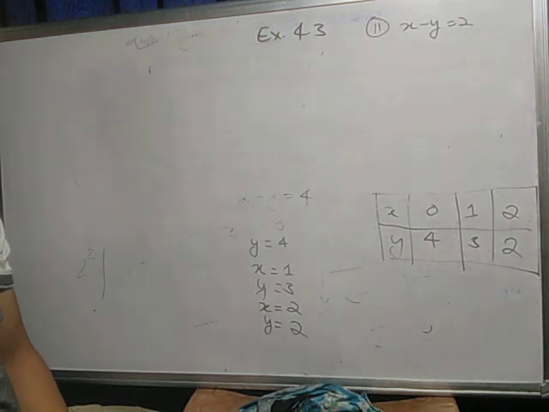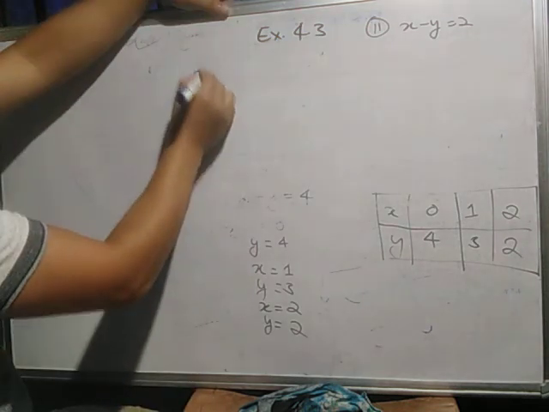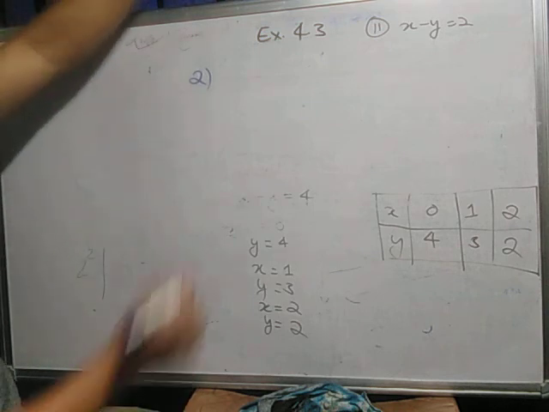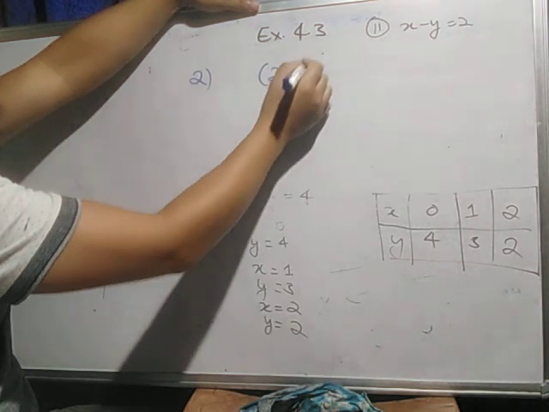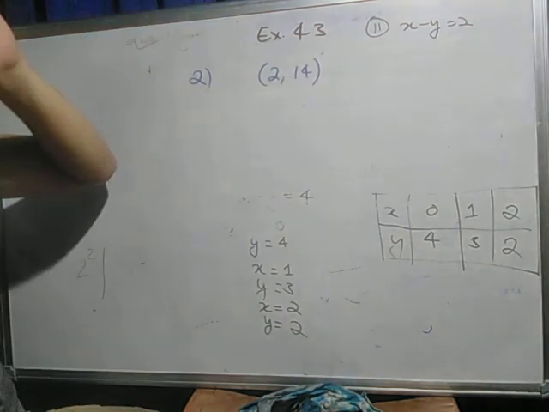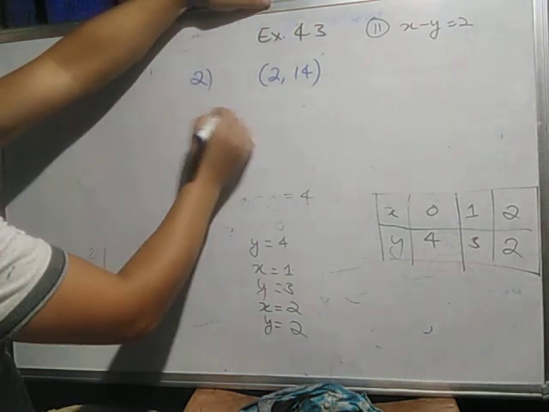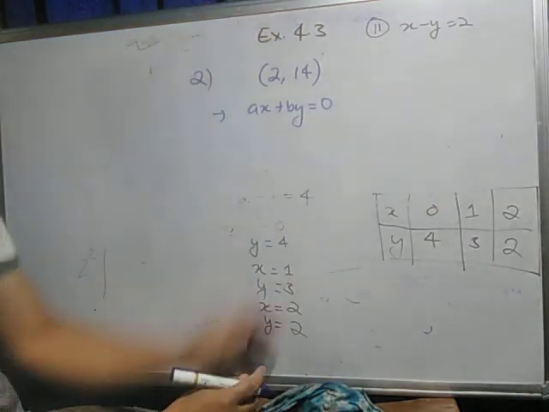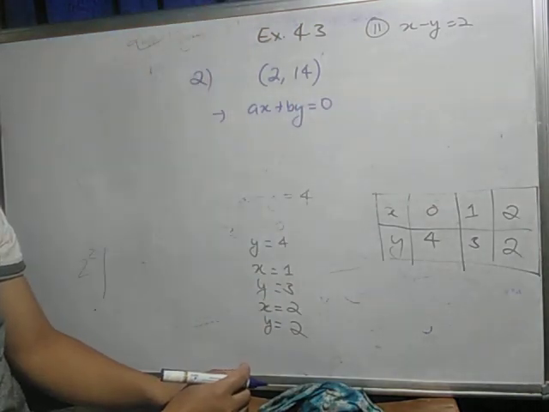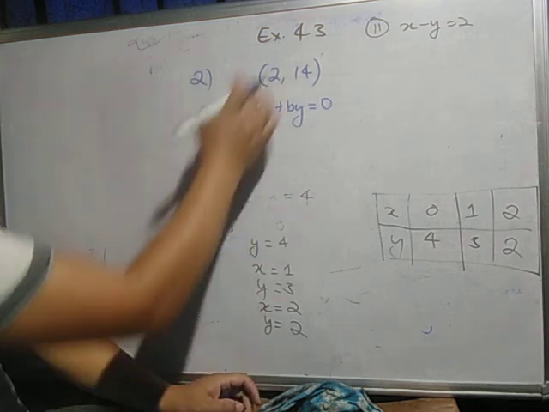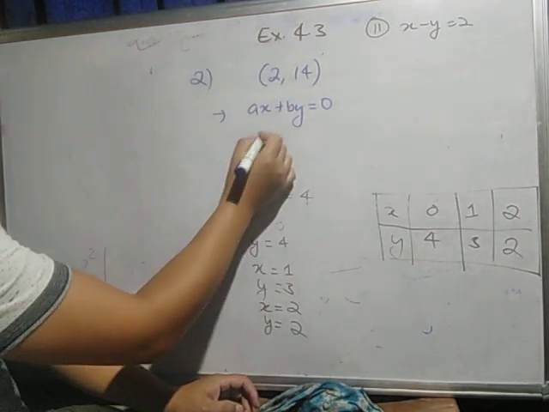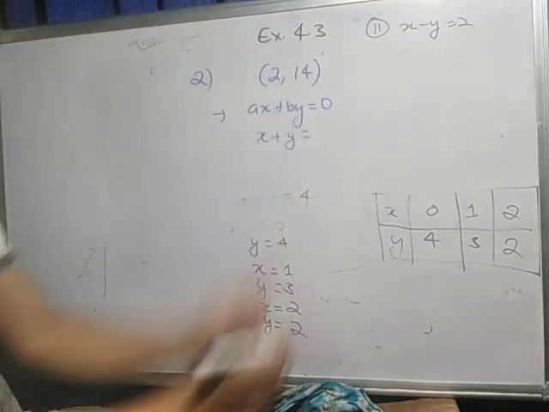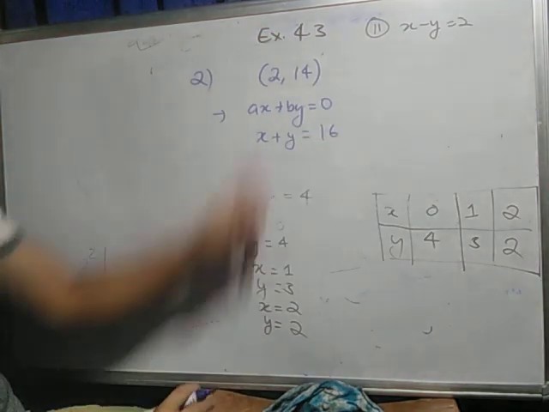Question number 2 says that you have to form two equations of lines passing through the point. So the point is x equals to 2, y equals to 14. So you have to form two equations. The form ax plus by equals to 0 is our linear equation in two variables. Here x is 2. So x plus y equals to, the sum of x and y is 16. So this is your first equation.